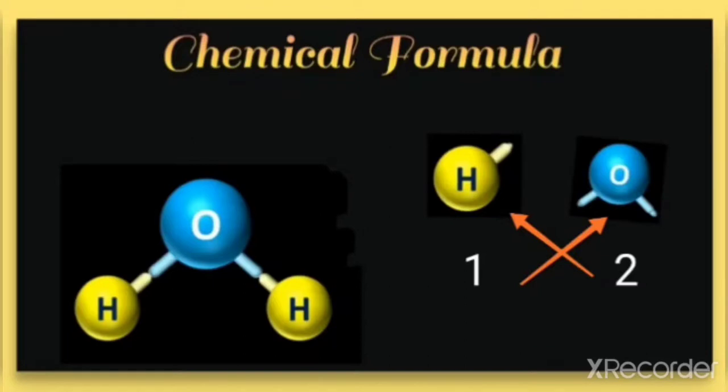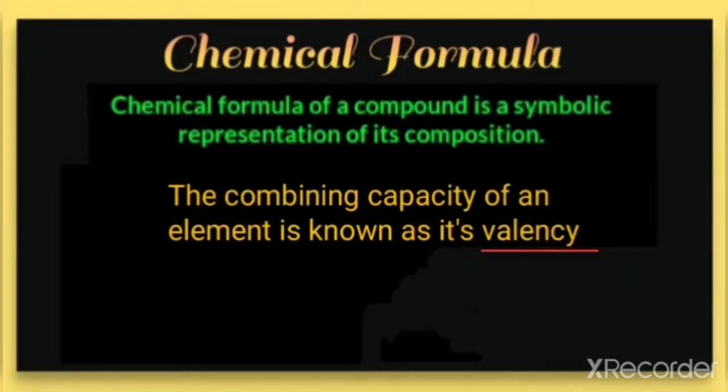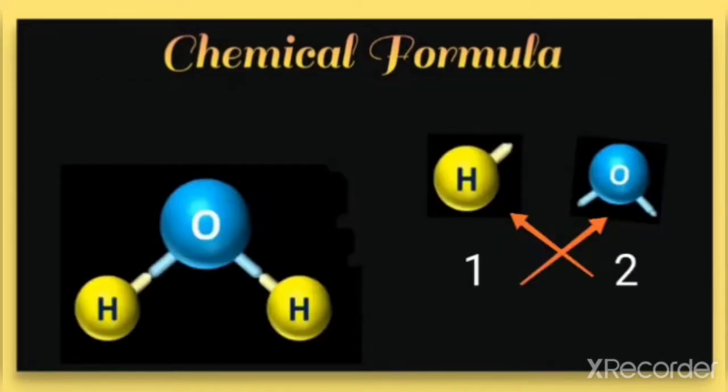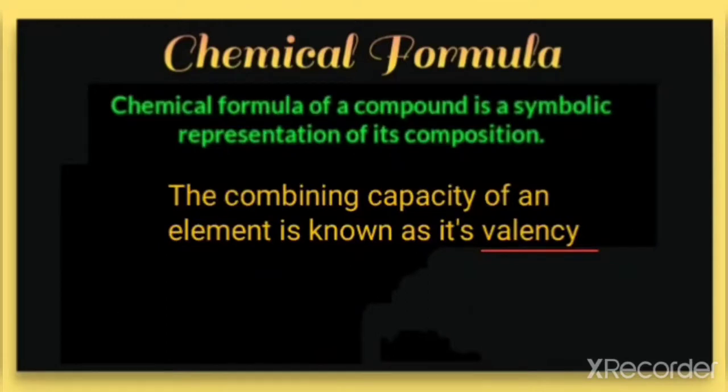So let us define what a valency is. The combining capacity of an element is known as its valency. Just now we have seen in the case of water, 1 is the valency of hydrogen, 2 is the valency of oxygen. So that valency gives rise to the symbolic representation of a molecule, that is called a formula.